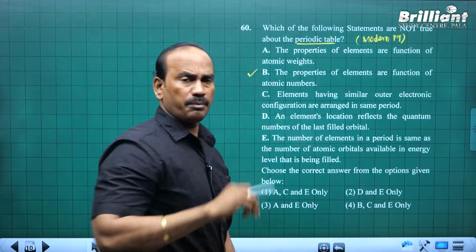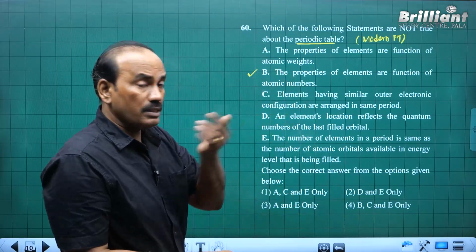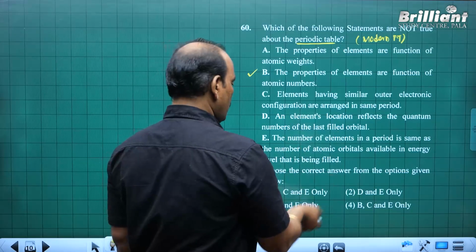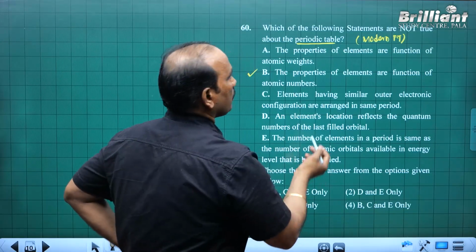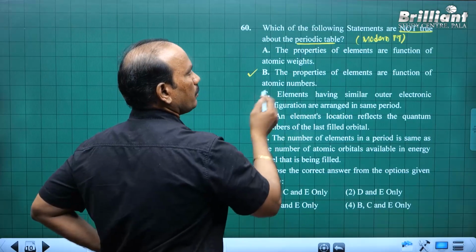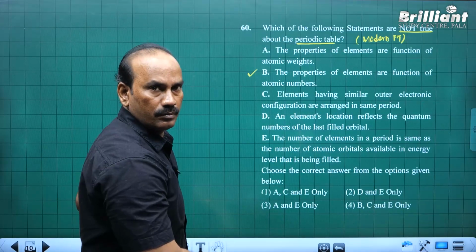Sir, why do you take the modern periodic table? Here AB combination is not there. If AB combination is there, at that time you get confusion. So this is okay? We want the not true statement. Okay? So this is correct. Okay.